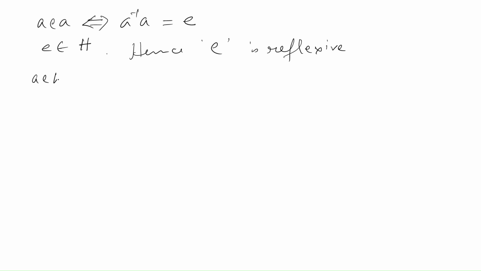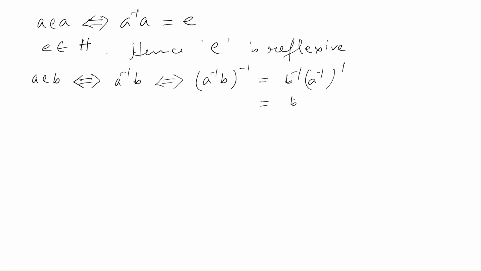Next, a rho b implies a inverse b belongs to H, which implies (a inverse b) inverse equals b inverse a inverse inverse, that is b inverse a, which implies b rho a. Therefore, the relation rho is symmetric.